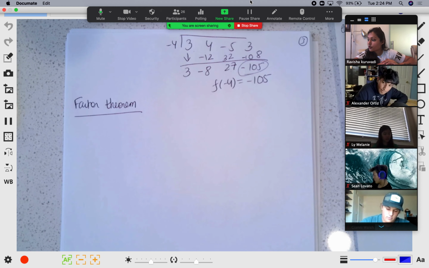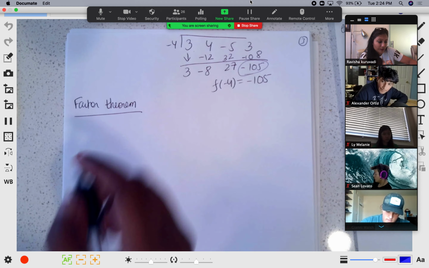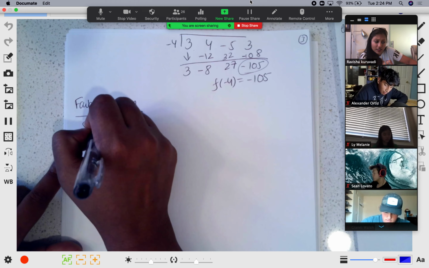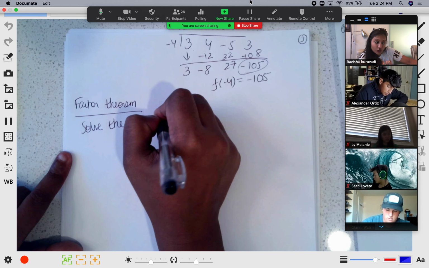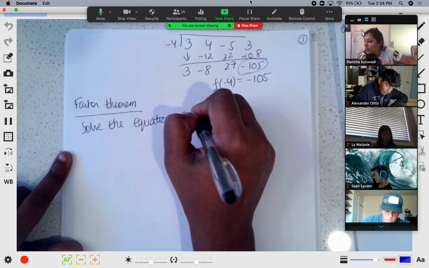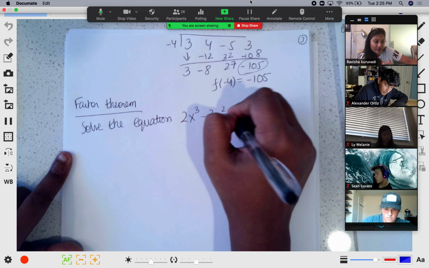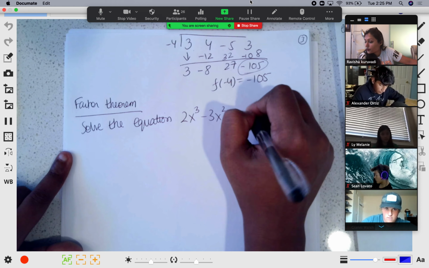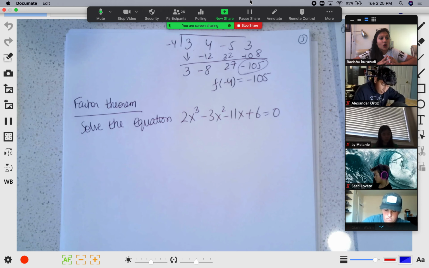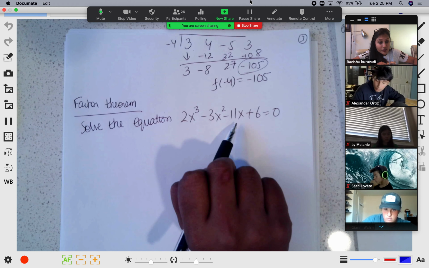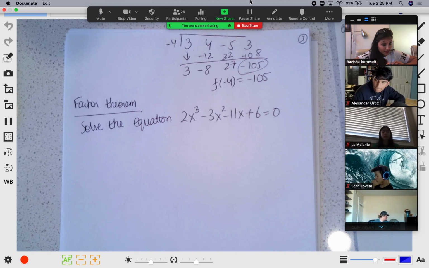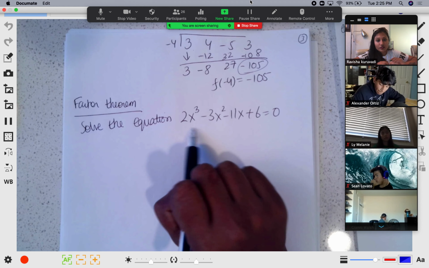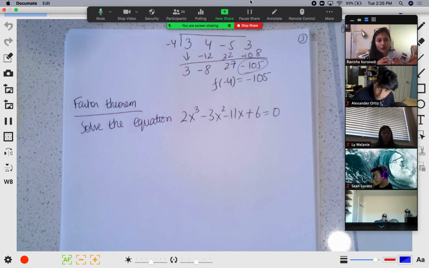What is factor theorem is, it says solve the equation 2x cube minus 3x square minus 11x plus 6 is equal to 0. When they say solve, you know what does solve mean? They want you to find the values of x which will satisfy this equation. They want you to find different values of x which will satisfy this equation. That's what they want you to do.